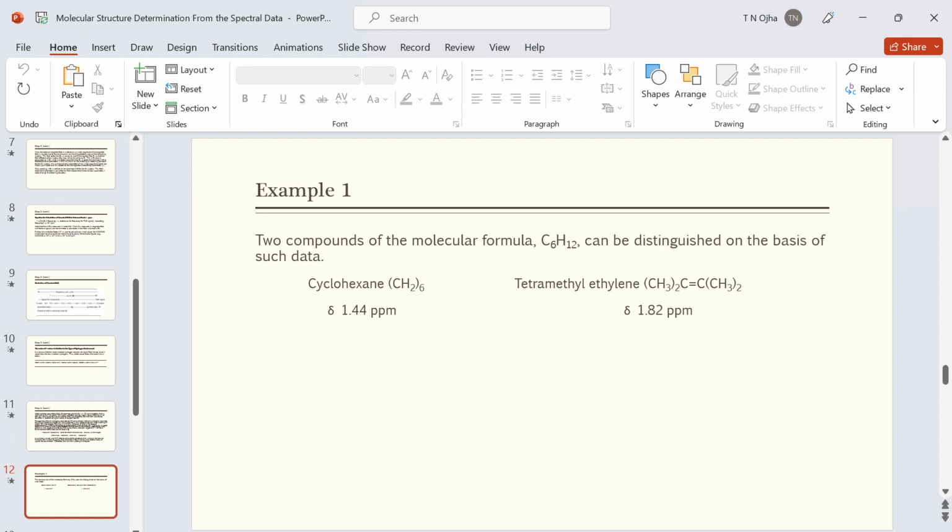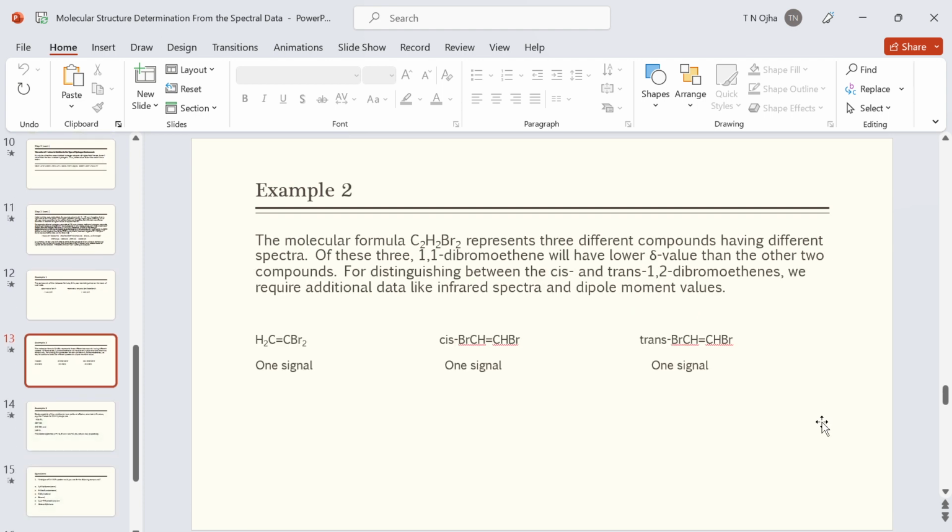Example 1. How do we use the data? Two compounds of the same molecular formula, C6H12, can be distinguished on the basis of such data. Cyclohexane, for example, has 1.44 ppm. Tetramethylethylene, same molecular formula, has 1.82 ppm. So the chemical shift value is very much indicative and informative.